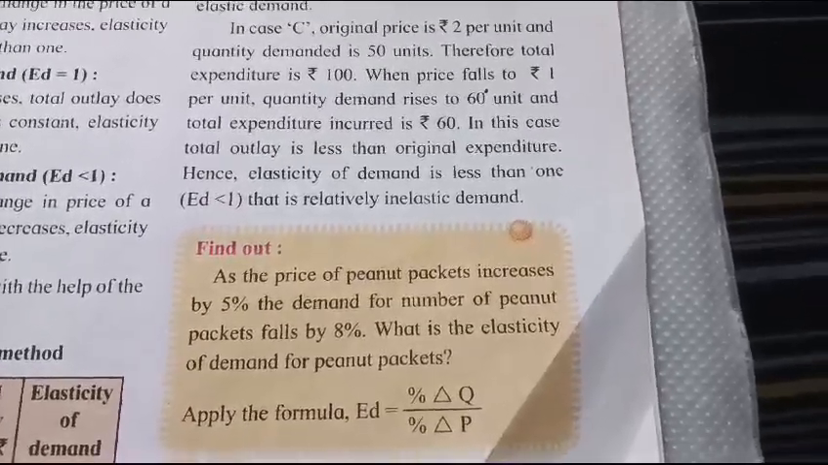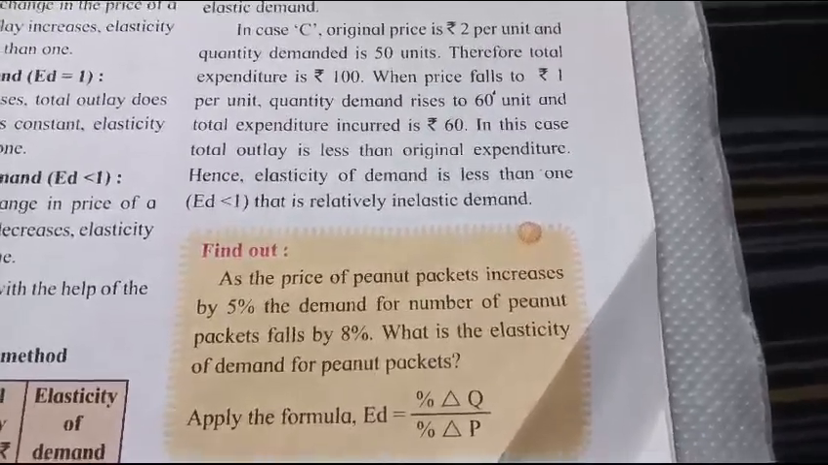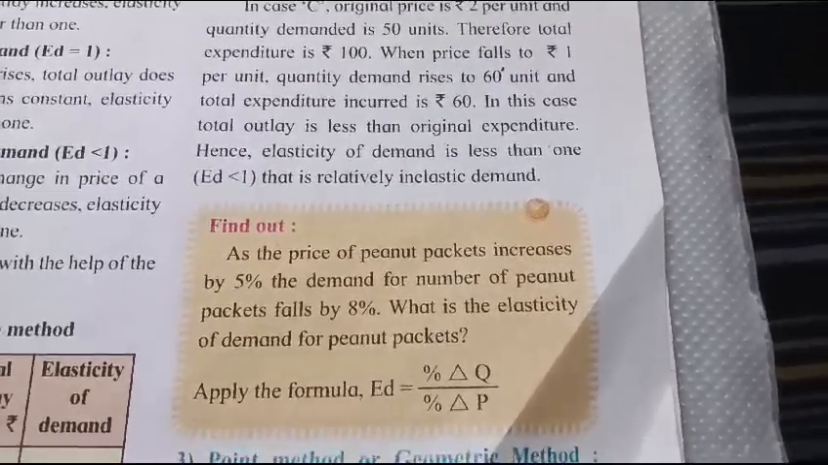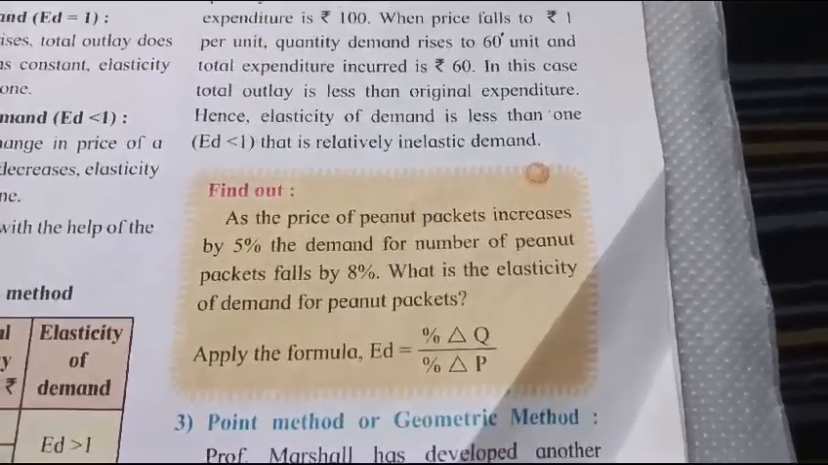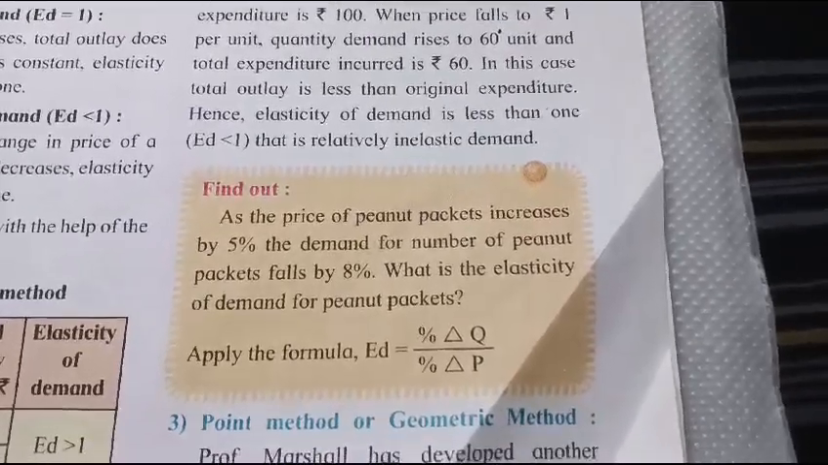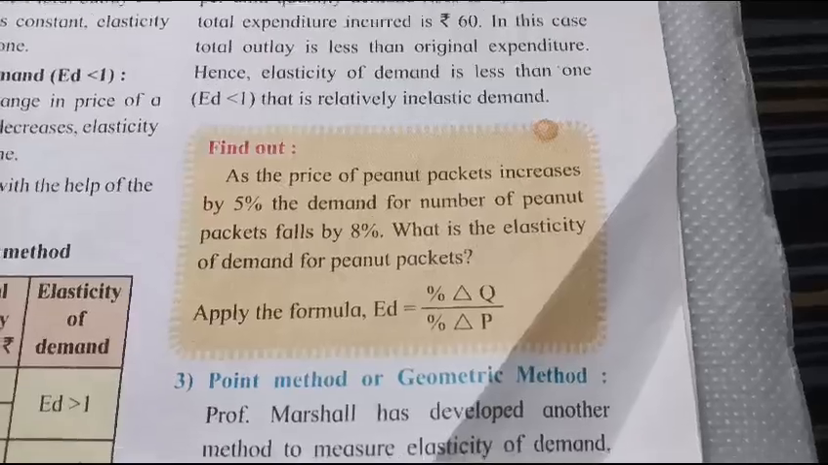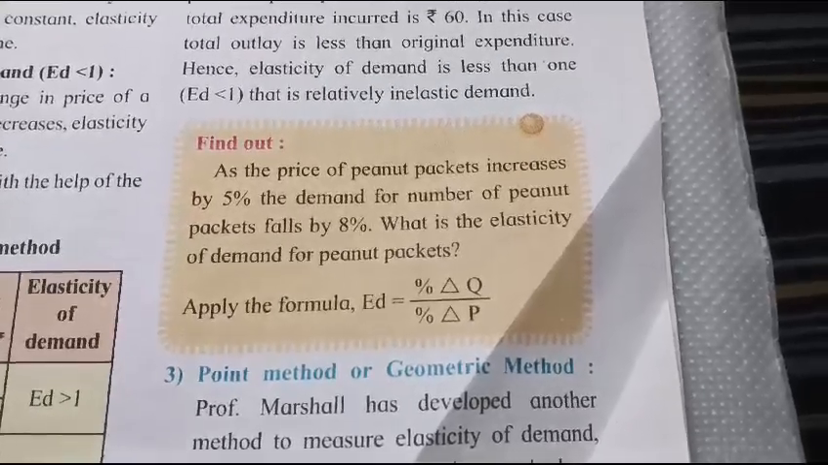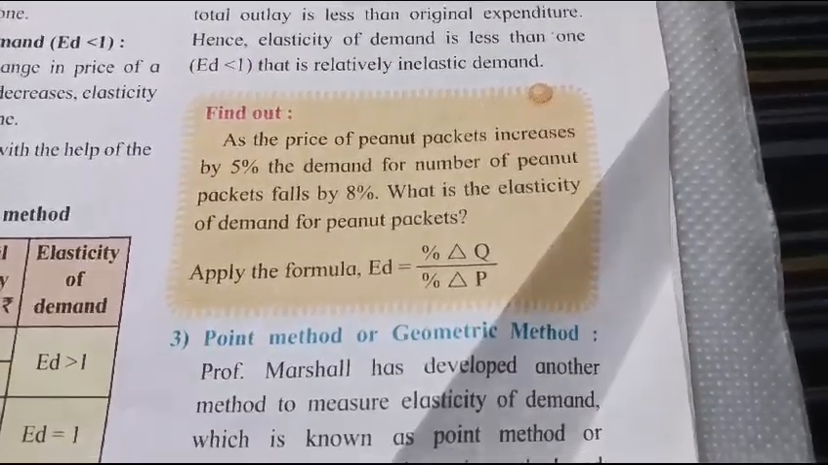Elasticity of demand, Part 3. In case C, original price is rupees 2 per unit and quantity demanded is 50 units. Therefore, total expenditure is rupees 100. When price falls to rupees 1 per unit, quantity demanded rises to 60 units and total expenditure incurred is rupees 60.